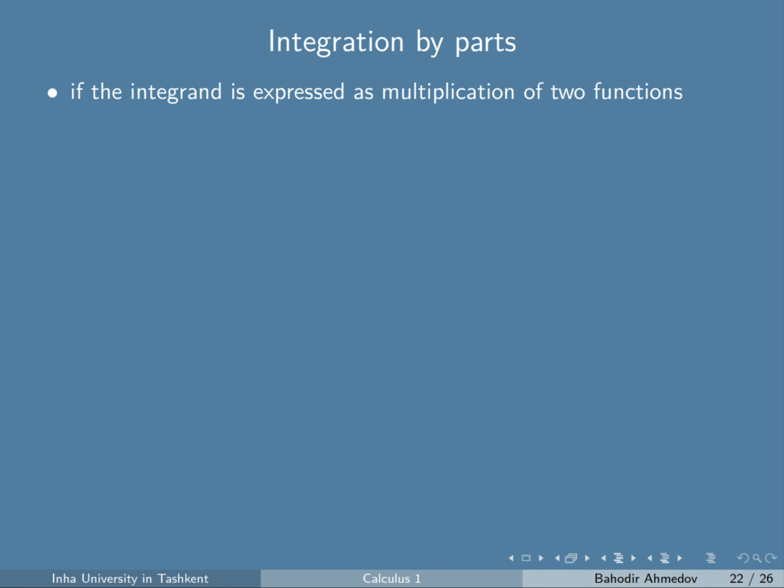So one of the most important techniques in integration is called integration by parts. This corresponds to the multiplication rule for derivatives. The basic idea is, if you have the multiplication of two functions inside the integration, we need to get rid of one of them. Integration by parts helps us to do this.